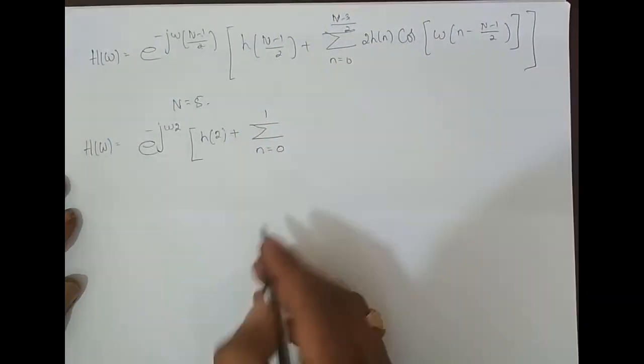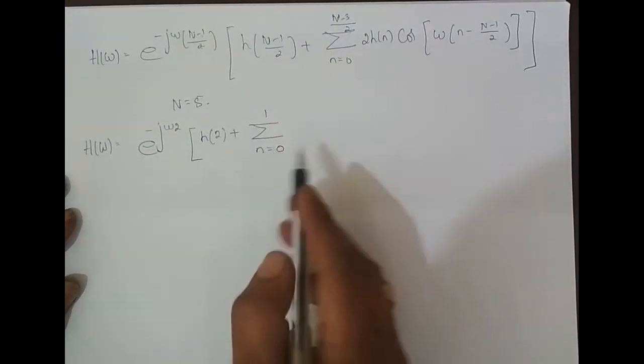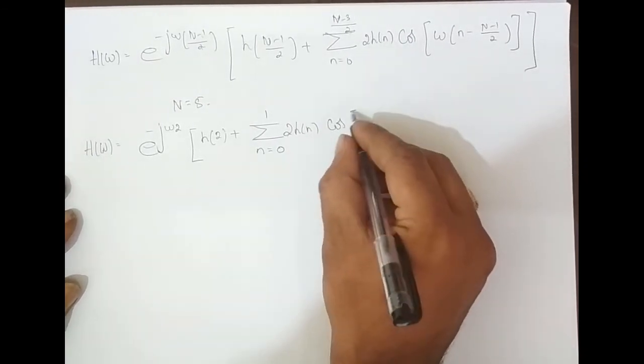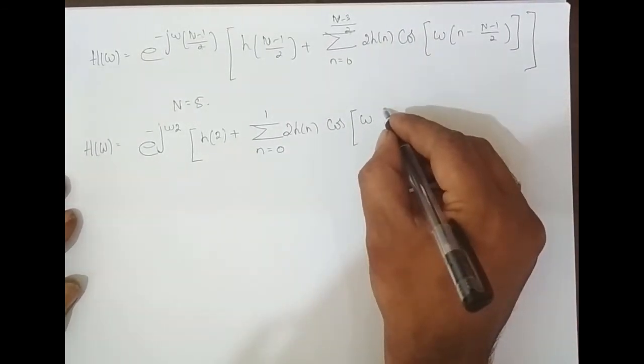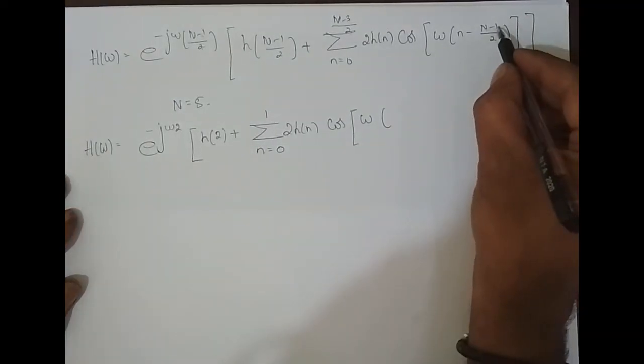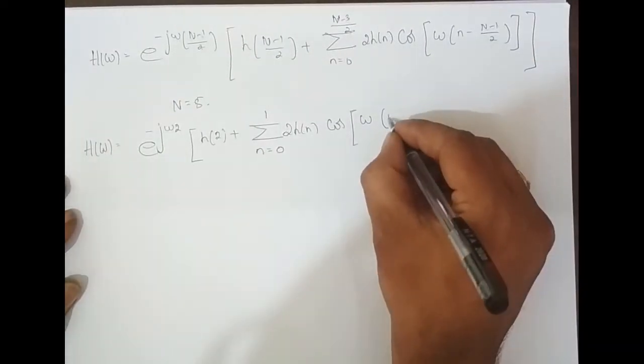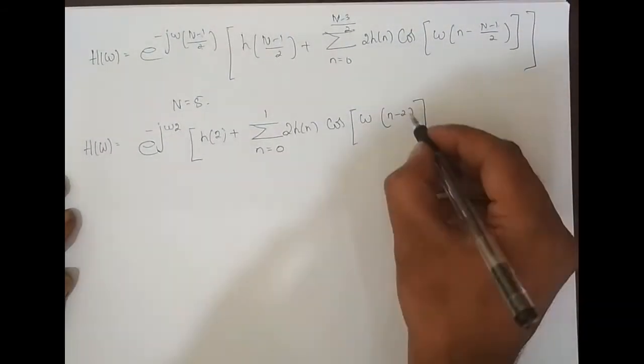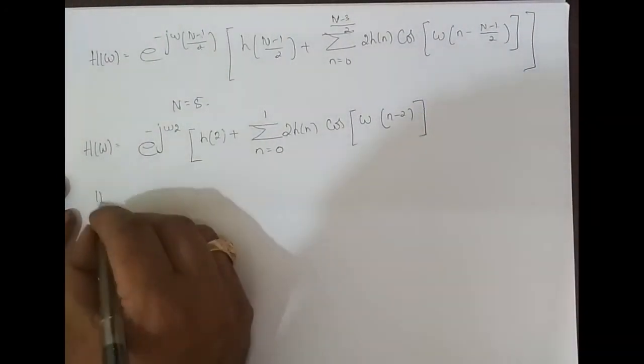So n takes value 0 and 1, only 2 values n takes here, okay? 2 times h of n into cos of omega into (5 minus 1 is 4, 4 by 2 is 2) n minus 2, right? So let me just expand the summation.